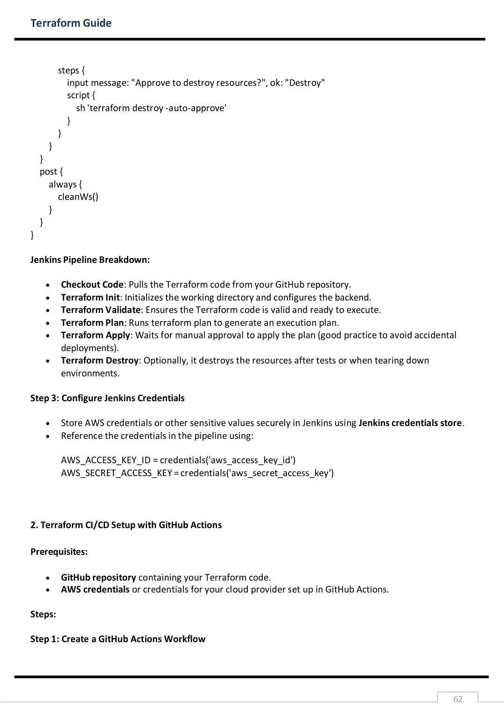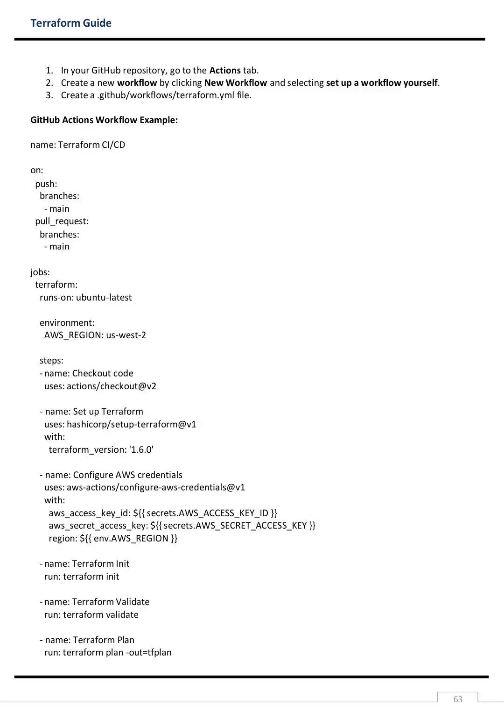2. Terraform CD setup with GitHub Actions. Prerequisites: a GitHub repository containing your Terraform code, and AWS credentials or credentials for your cloud provider set up in GitHub Actions. Steps. Step 1. Create a GitHub Actions workflow. 1. In your GitHub repository, go to the Actions tab. 2. Create a new workflow by clicking New Workflow and selecting Set up a workflow yourself. 3. Create a .github/workflows/terraform.yml file.